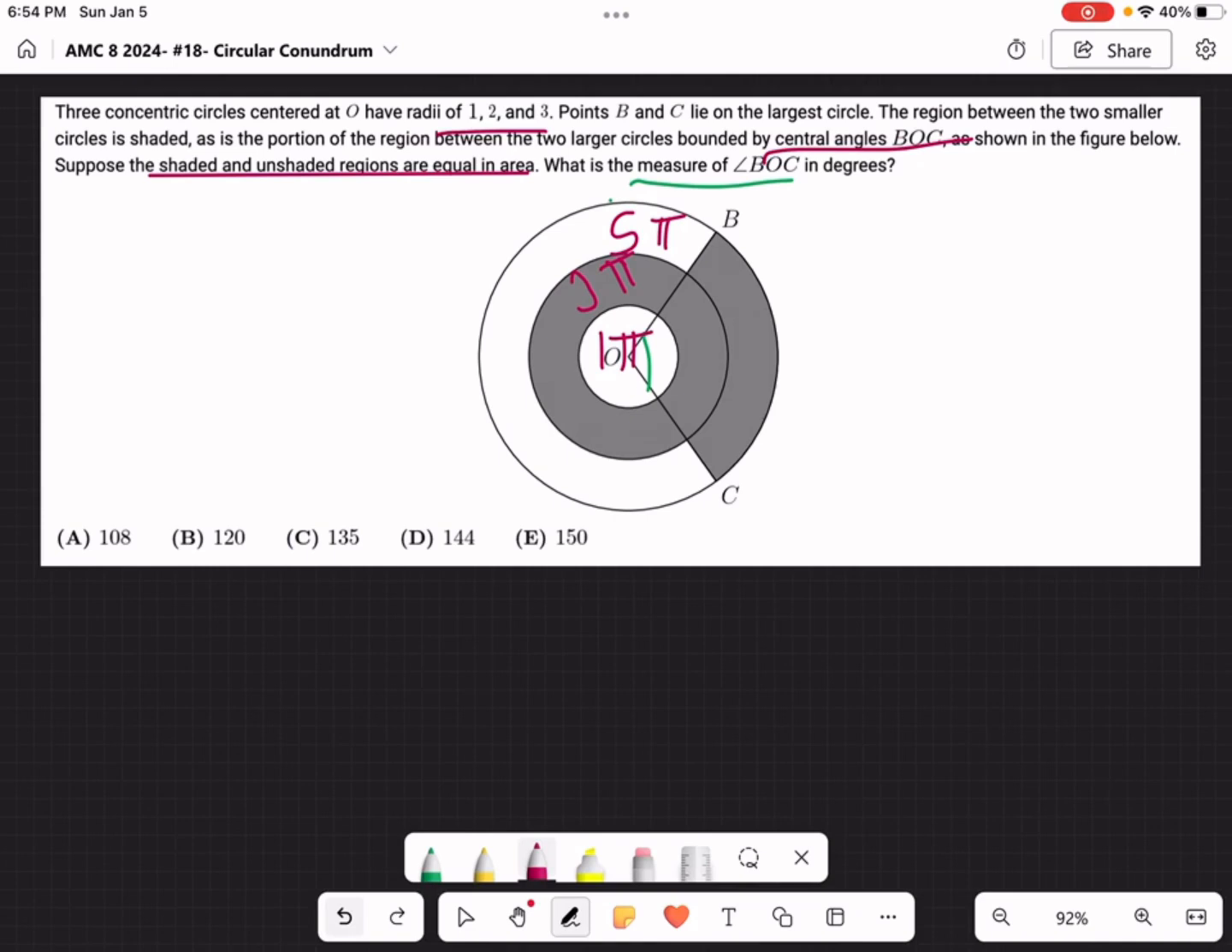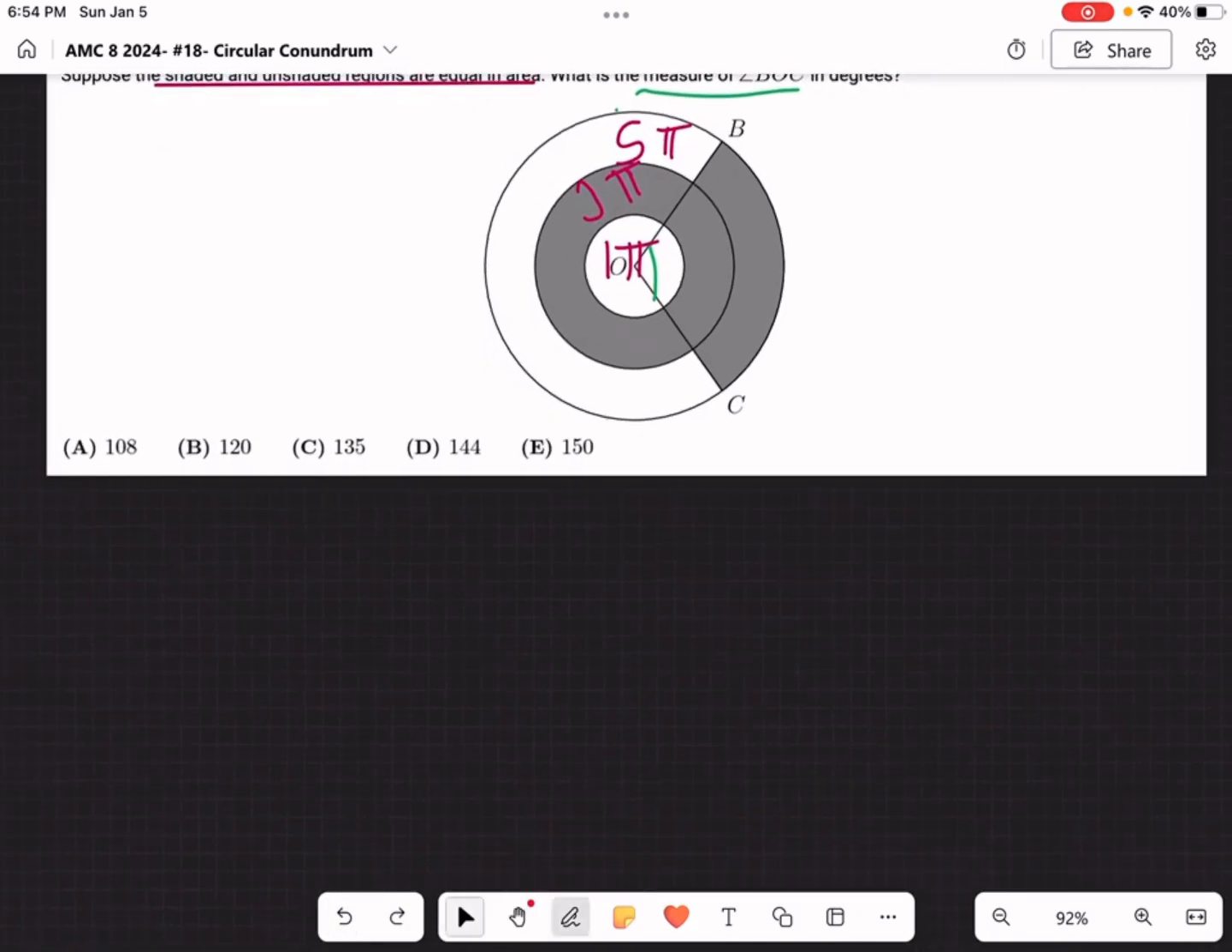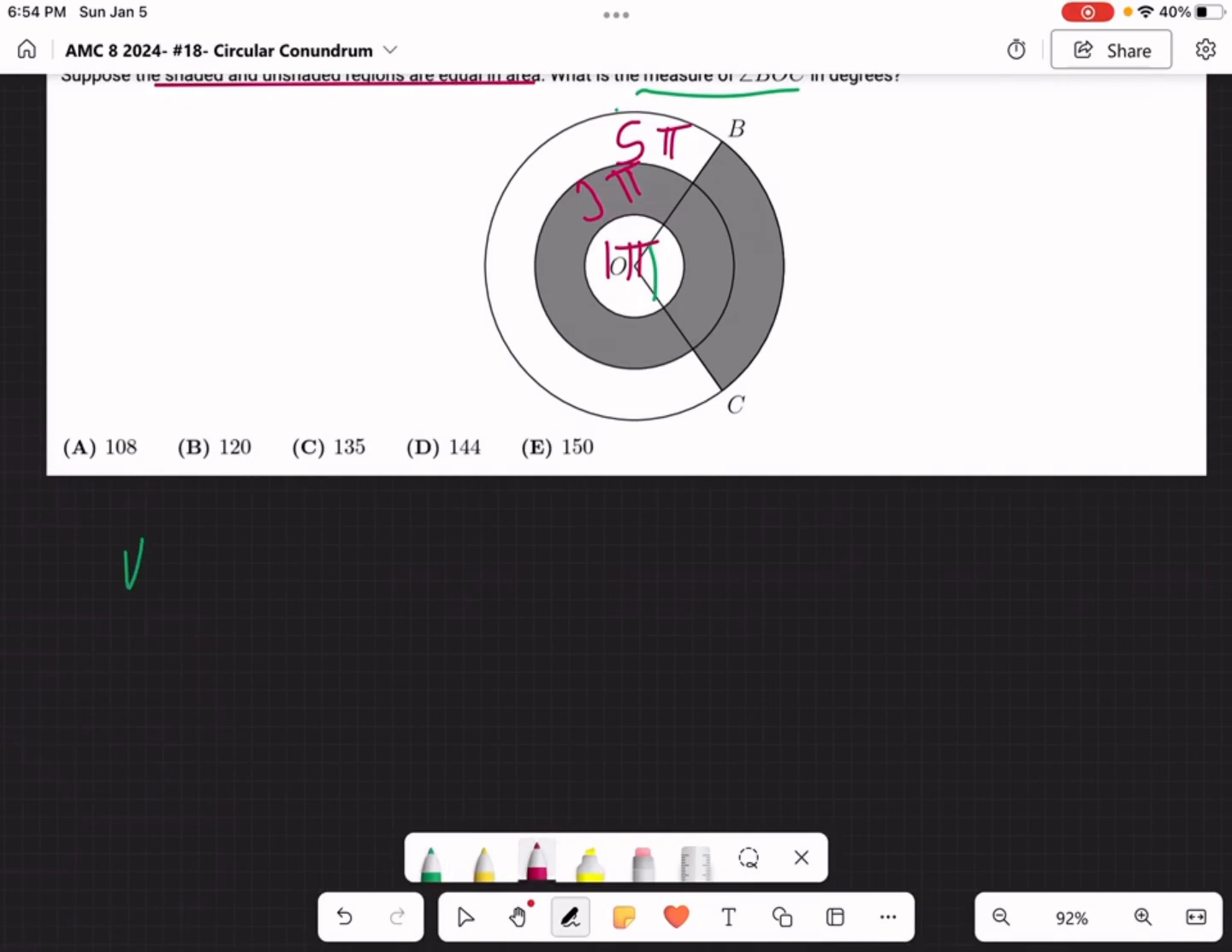But look at this key piece of information: shaded and unshaded regions are equal in area. So whatever is shaded and whatever isn't shaded, which is white, is going to be equal in area. So let's track some stuff over here. Let's say U is for unshaded and S is for shaded. How much unshaded area do we have? Well, we have this entire inner circle, which is 1 pi, and that we know so far. And shaded, we have that 3 pi, the whole second circle.